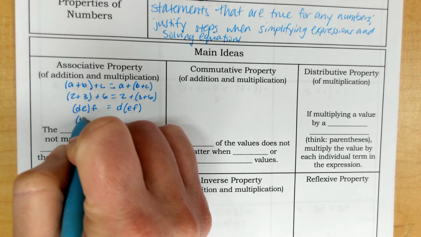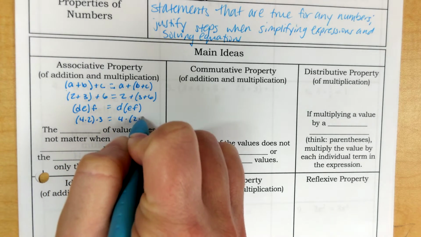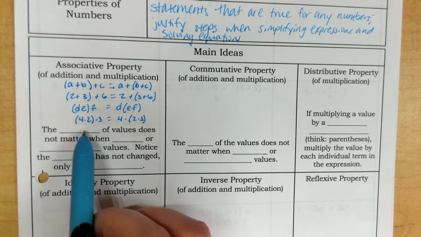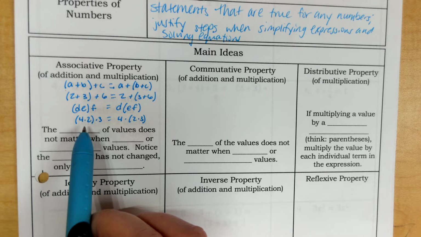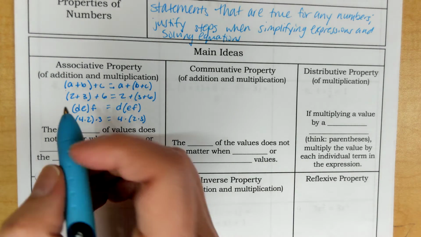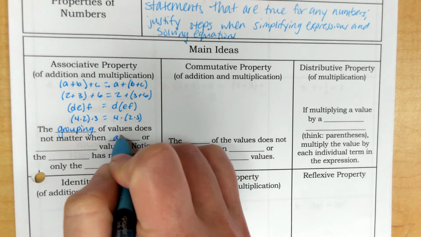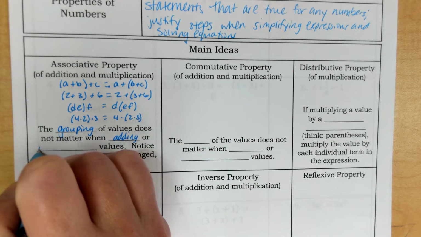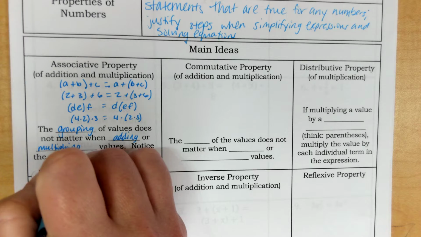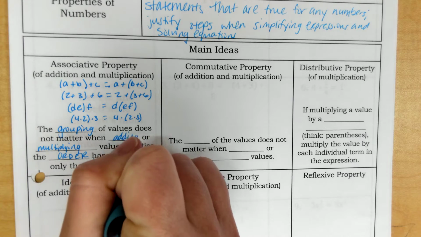So if we did that with numbers, 4 times 2, and then all that multiplied by 3, same thing over here. The order is still the same. I'm just switching out the grouping, whether I group the first two or the last two values. So associative property says grouping of values does not matter when we're adding or multiplying values. And notice that the order, and I'm capitalizing this because it's important, has not changed, only the grouping.